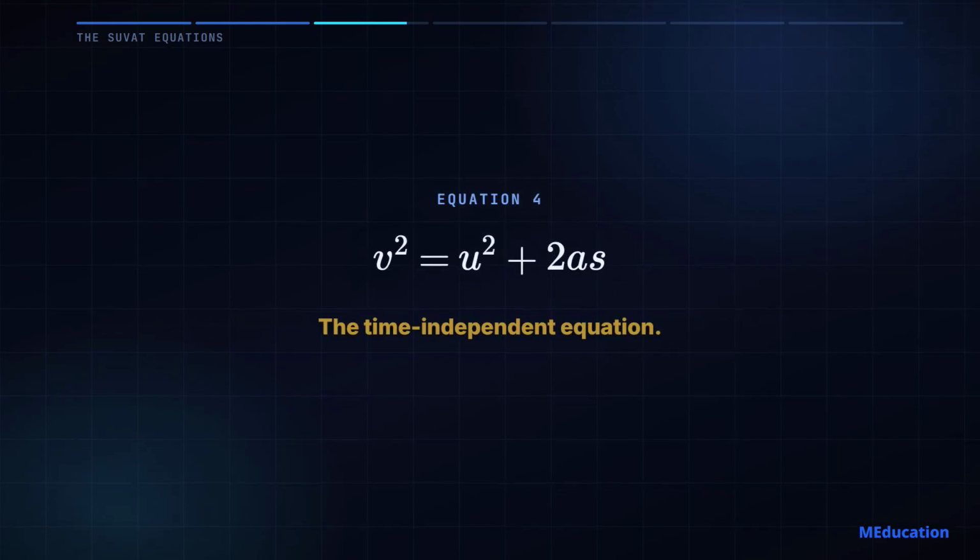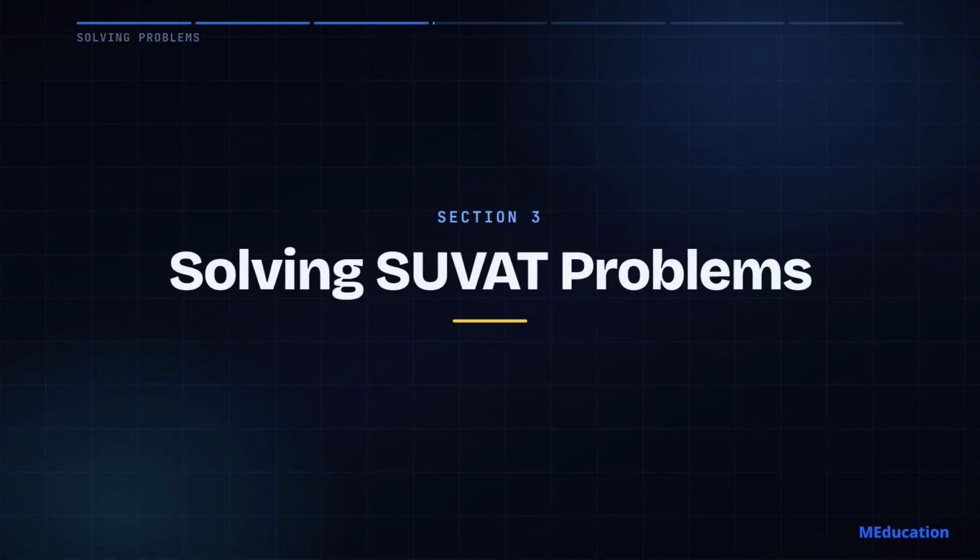Finally, if we eliminate time completely, we get v squared equals u squared plus 2as. You must memorize these, but remember their strict license condition. They only work if acceleration is constant. Every SUVAT problem gives you 3 known variables and asks for a 4th. Let's look at the method to solve them flawlessly.